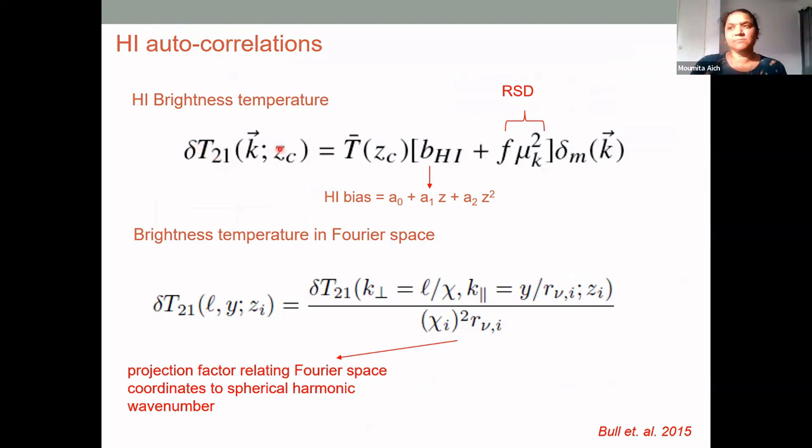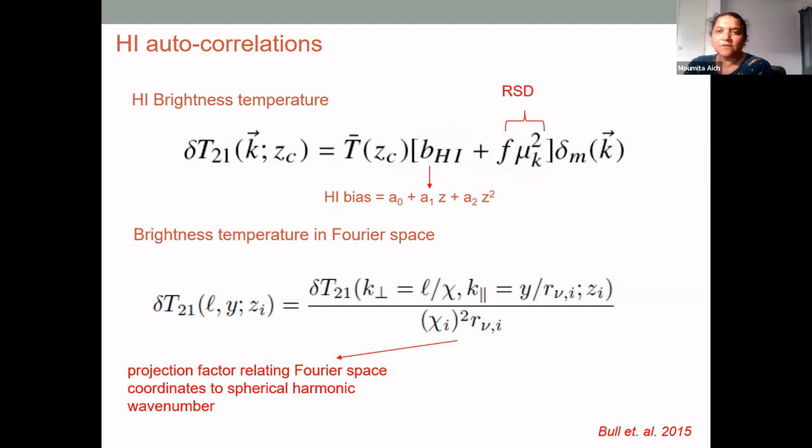Let's come to it. You'll see a few equations, so please don't feel too daunted by them; I'm just showing the different autocorrelations and cross-correlations for completeness. Here you have the 21 centimeter autocorrelations. What you have here is the brightness temperature fluctuation, that is the mean temperature, and it's related to the H1 bias also. And you've got another term, f mu squared.